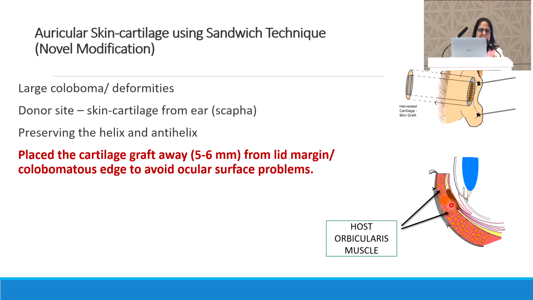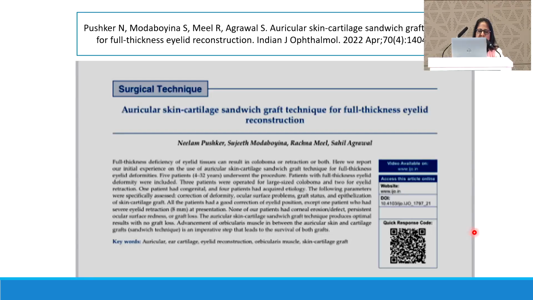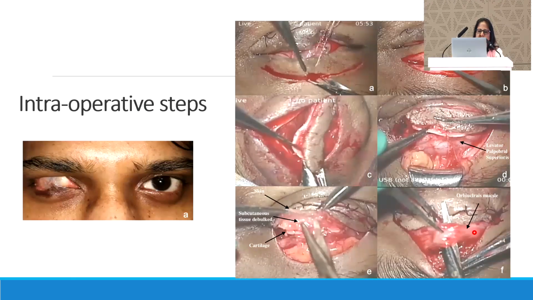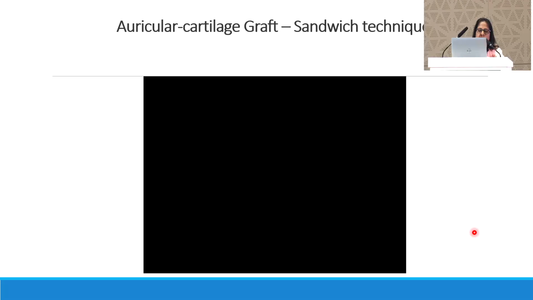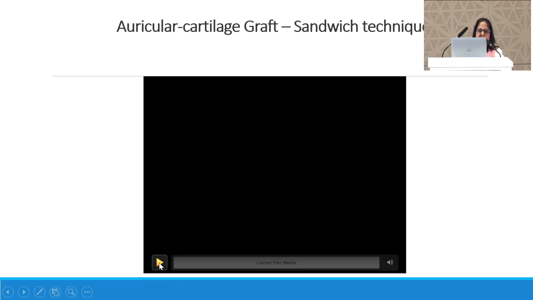Now this particular block will not survive unless we have a vascular bed. So the vascular bed was created with the help of advancement of the surrounding recipient orbicularis tissue. This was then published in 4 patients. These are some intraoperative pictures. I'll show the video. So what happened? It's not running.